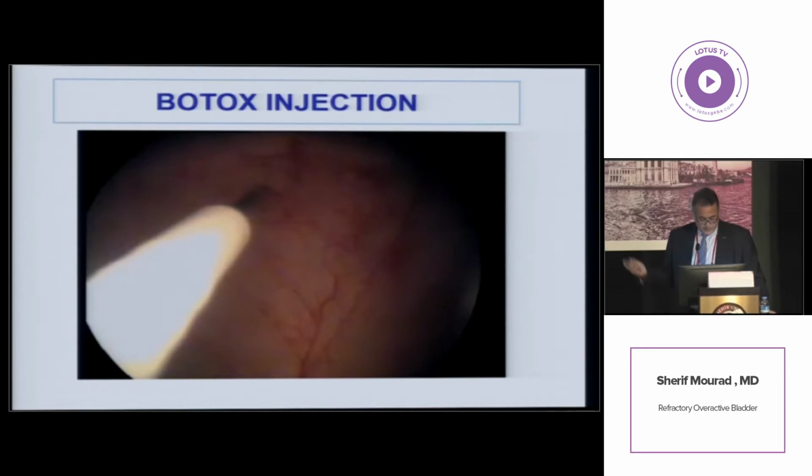This is a video, but I have no tools here to run it, so this just shows how to insert the needle and how to inject. You don't need to go very deep, otherwise the needle will transfix the bladder wall. So sometimes there are needles with side holes, so it gives the toxin to the side without transfixion of the wall.